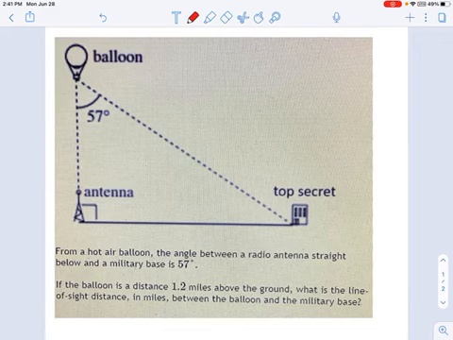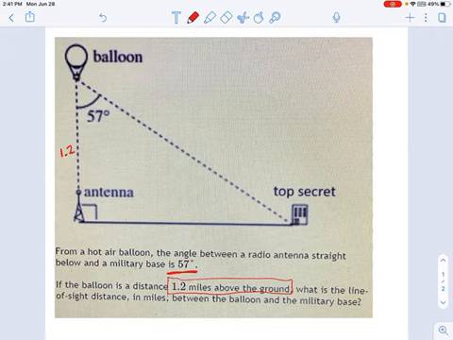So one thing we're given is this angle, 57 degrees. You can see that right up here. Another thing we're given is the distance between the balloon and the ground, right here, 1.2 miles above the ground. So I'm going to label that on this graph. We're just going to call that 1.2 right there. And they want to know the line of sight distance between the balloon and the military base. So I'm just going to call this x. For no reason, I just like x.